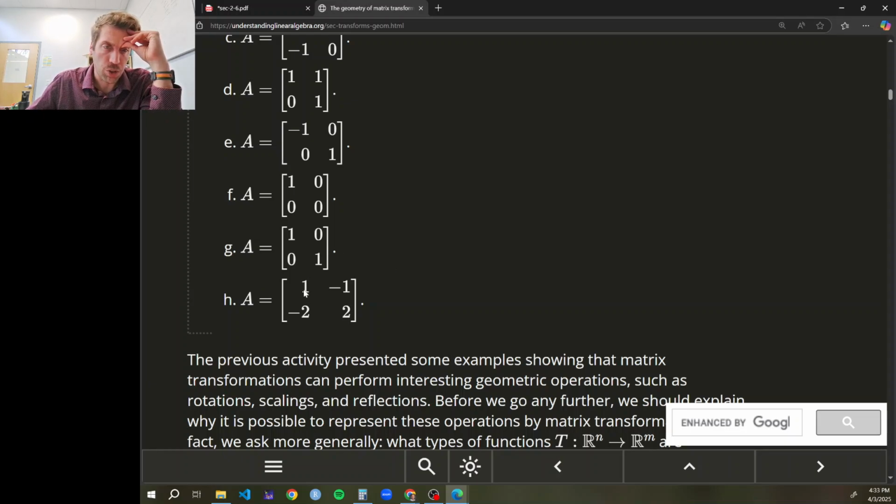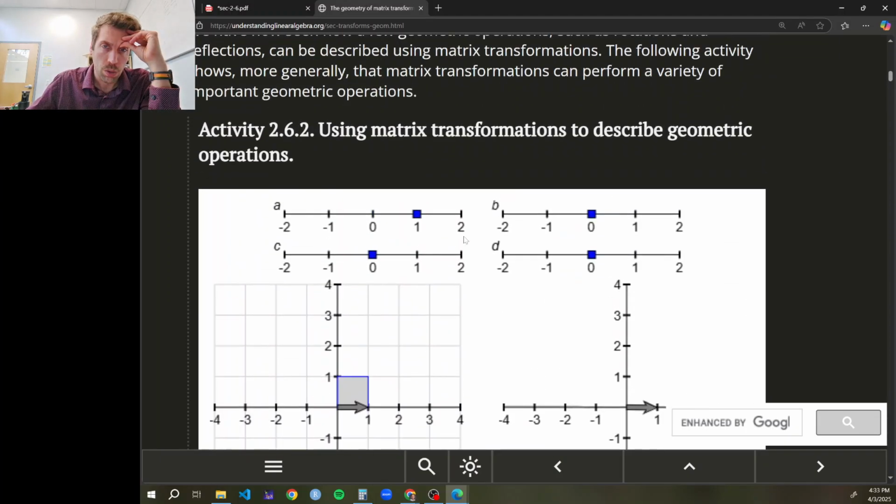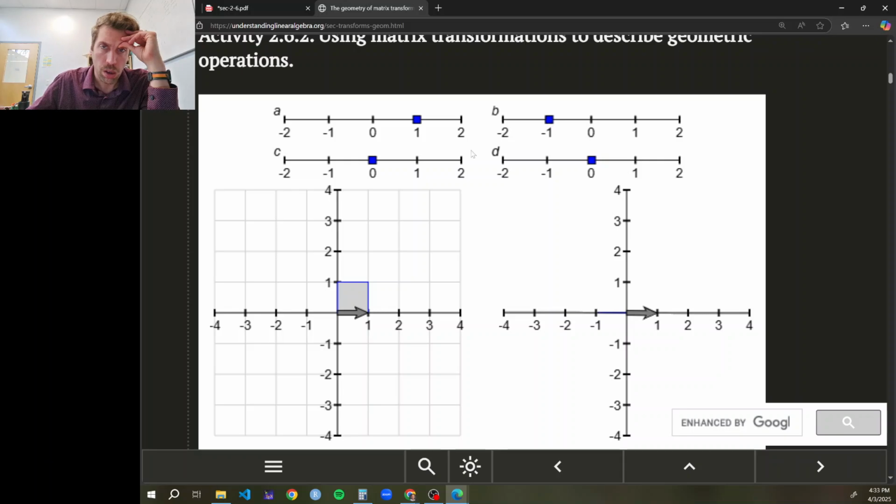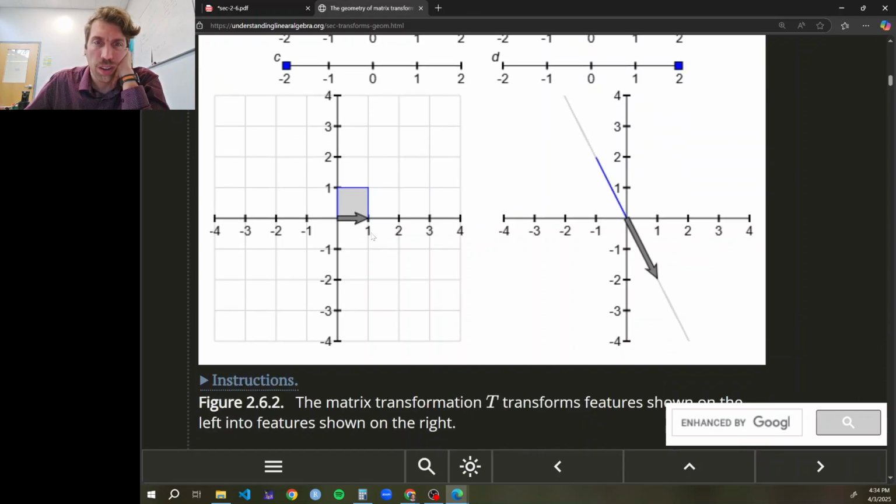So then for part H, 1, negative 1, negative 2, 2. Okay, I want to make sure I get these perfect. There we go. So now our box has been flattened onto this line, but also stretched. So it's sort of flattened and stretched on this line. Where you see the blue there becomes the blue there. This line becomes that line right there. Okay, and that finishes that activity.